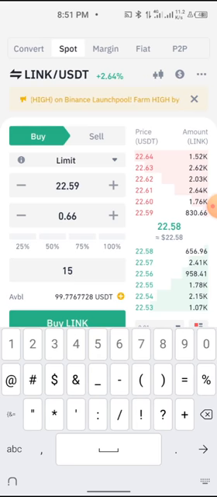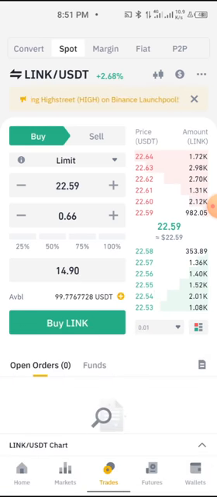The only thing with the limit order is that sometimes if the price at which you want to buy is lower than the current market price, it won't trigger until it meets up with the current market price.